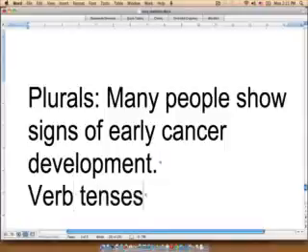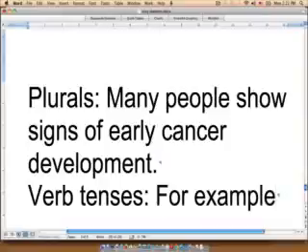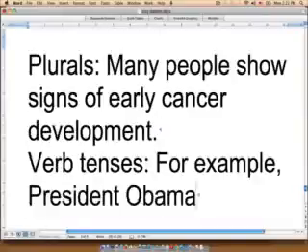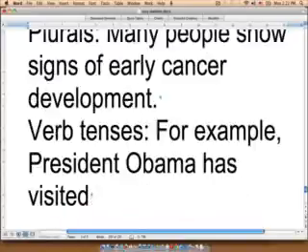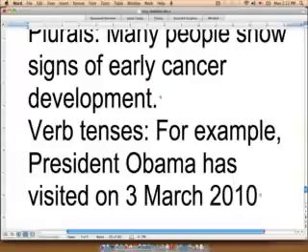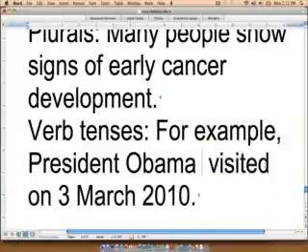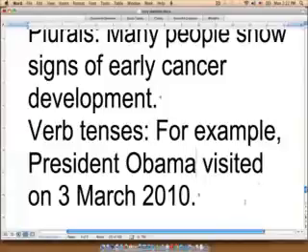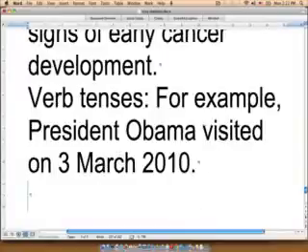Verb tenses are also, of course, an area where many mistakes are made. For example, President Obama has visited on the 3rd of March 2010. So we're talking about a specific point in the past, which means that we can't use present perfect. Obama visited on March 2010. Verb tenses, very common area for mistakes.